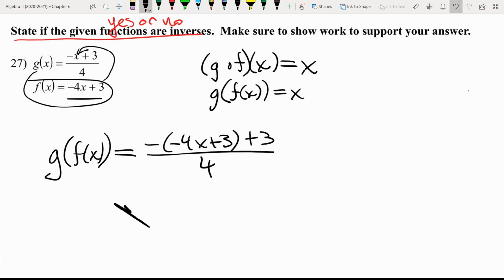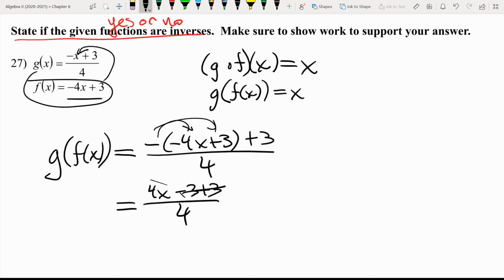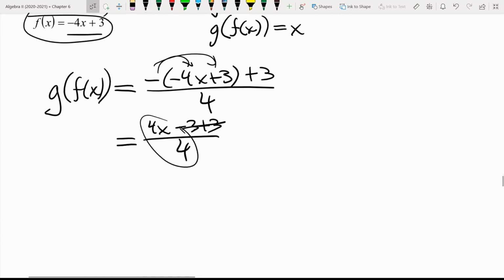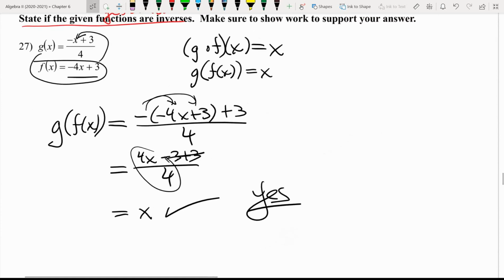So this turns into 4x minus 3 plus 3 over 4, if I distribute that negative sign in there. The 3's cancel out, and I'm just left with 4x over 4, which is indeed x. So it checks out, so we can say yes, they are inverses, and that would be enough work to prove it. Alternatively, you could have taken either g of x or f of x and found the inverse of it, and if it matches up with the other one, that works too, but this is the preferable method, so do it this way.